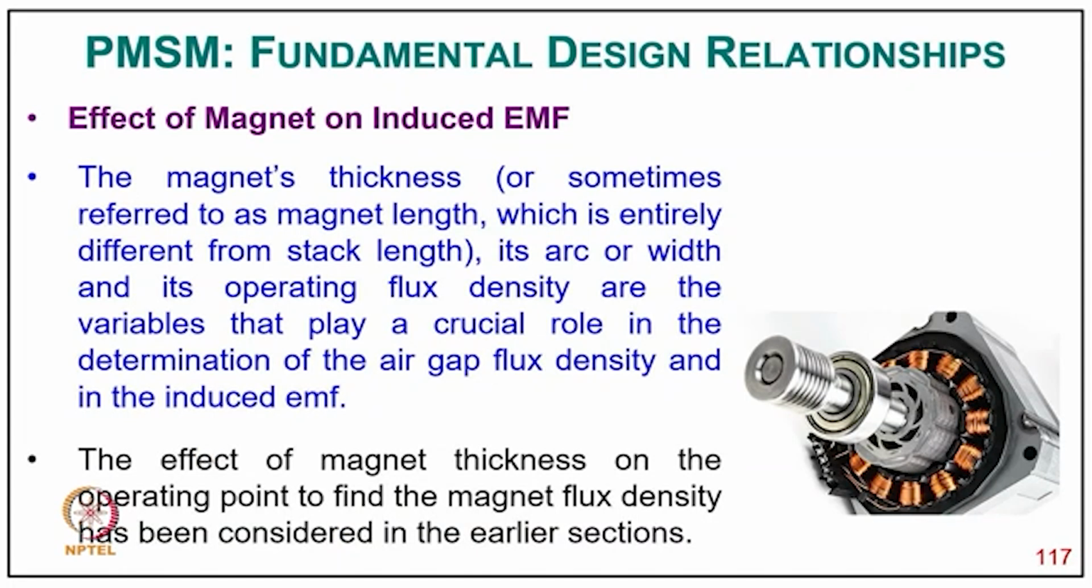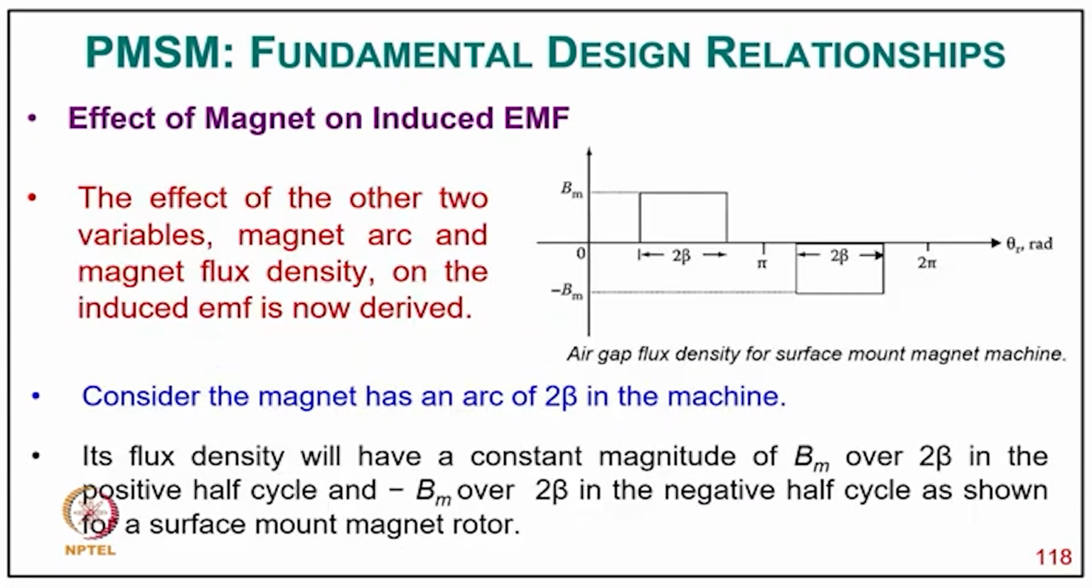Now coming to the effect of magnets on the induced EMF: the magnet thickness, sometimes referred to as magnet length, which is entirely different from stack length, its arc or width, and its operating flux density are the variables that play a crucial role in determining the air gap flux density and the induced EMF. The effect of magnet thickness on the operating point to find the magnetic flux density has been considered in an earlier section.